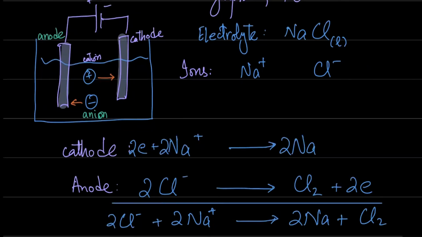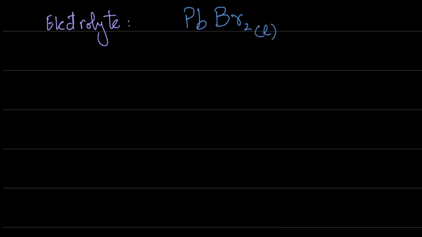Let's try one more. और ये आप करेंगे. So the electrolyte that we have is lead bromide. Liquid. Tell me, what ions do I have?